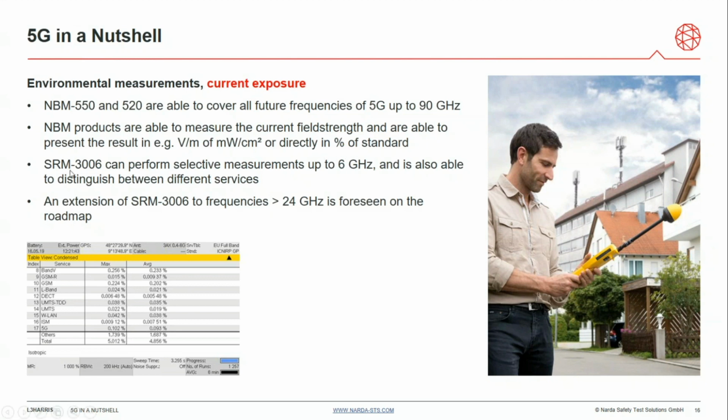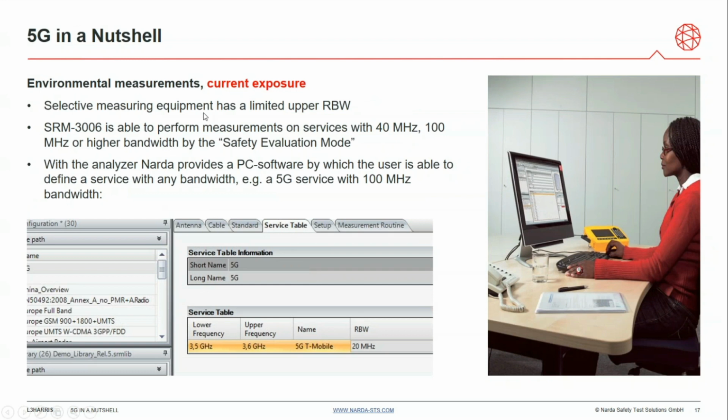The selective radiation meter 3006 can perform, as the name says, selective measurements up to 6 gigahertz, and it can also differentiate and distinguish between the different services. And as I already pointed out, we are foreseeing extensions to frequencies above 24 gigahertz. For integration over frequency, what is called the safety evaluation method, it's possible even to capture the power in services which are broader than the 20 megahertz resolution bandwidth which the spectrum analyzer is offering.